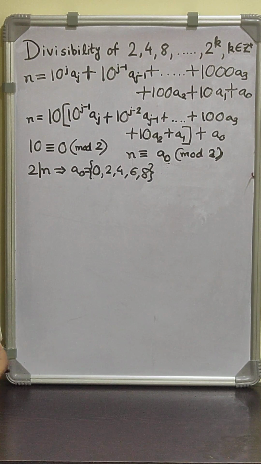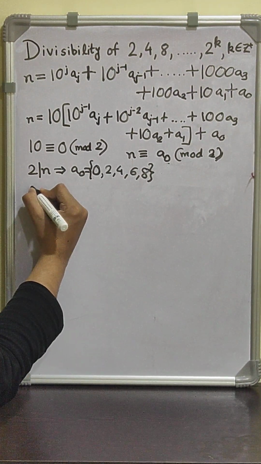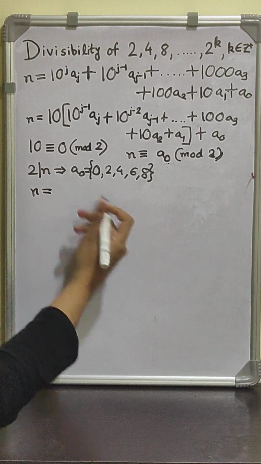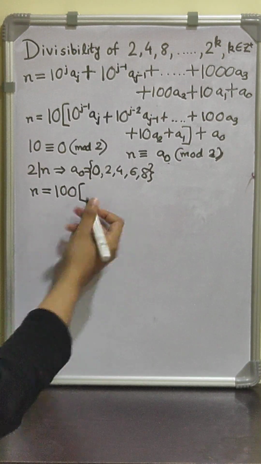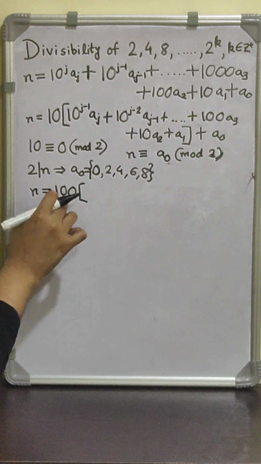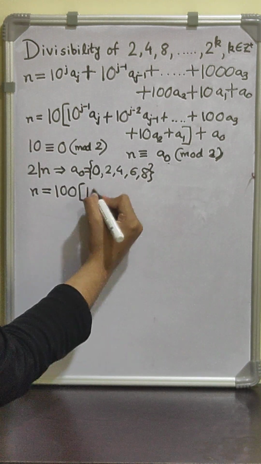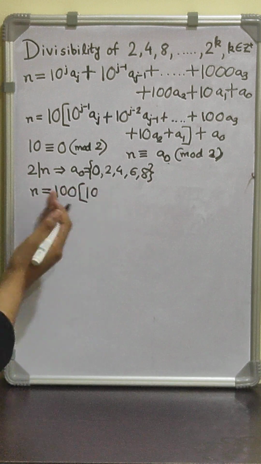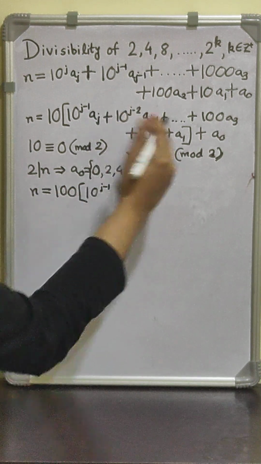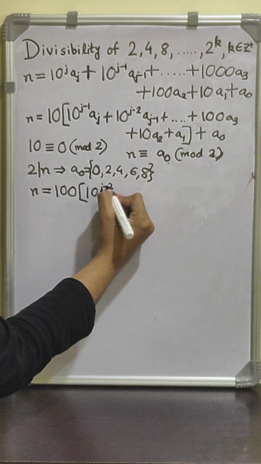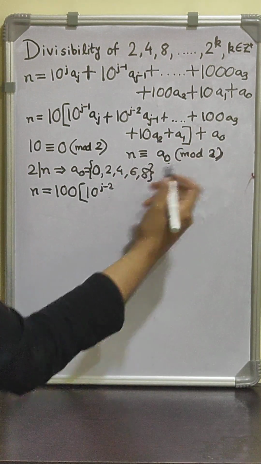I'm going to do this for 4, and for 4 I write it slightly differently. It's n. So instead of taking 10 here, I'm going to take 100 here. Why am I doing that? Because 100 is divisible by 4, 10 is not. So if I take something that's divisible by 4 as a factor here, it gives me insight into the remainder that comes out.